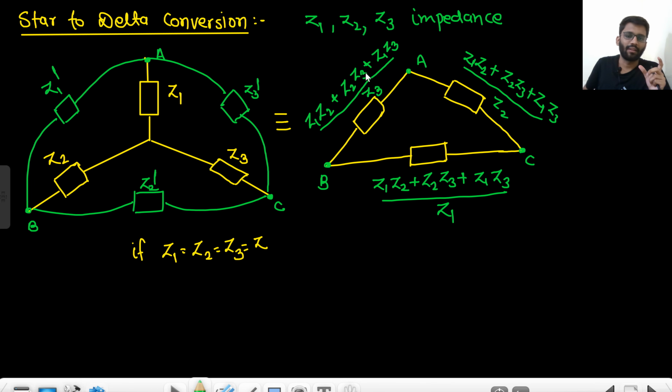So this is what I mean. Okay, so we are getting out, so it will be like Z1 Z2 plus Z2 Z3 plus Z3 Z1 divided by Z3. Okay, so this term will be constant in all of them, and then we need to see by what factor we will divide it. So that's how we will see. Now if Z1 equals Z2 equals Z3 equals Z, so basically this is your configuration now.